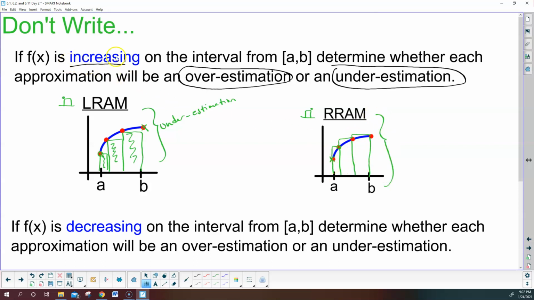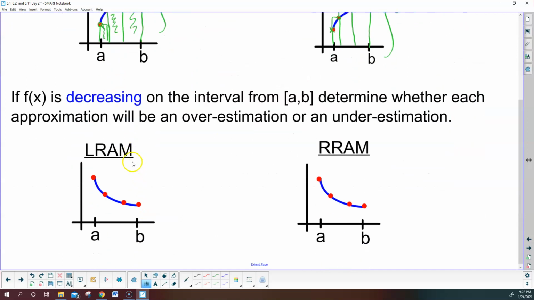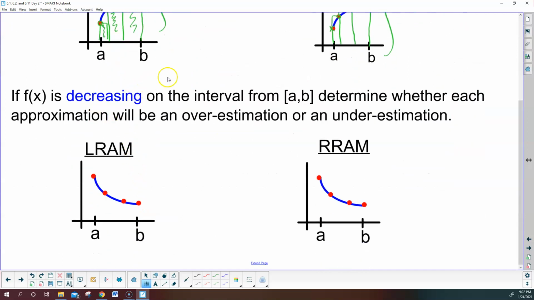So if your function is increasing, then the right approximation method is going to give you an overestimate. So it's all dealing with if the function's increasing or decreasing. Now, what if it's switched? What if the function is decreasing?